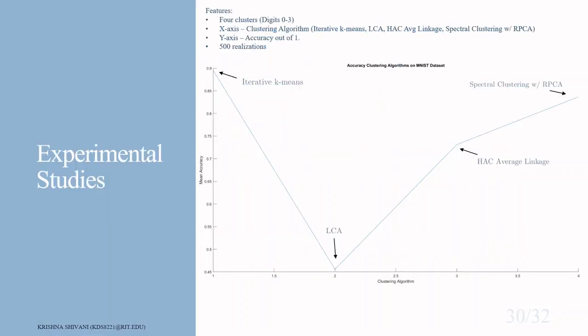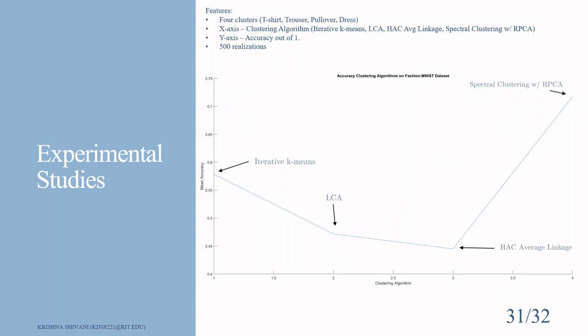And here are the results for 4 digits 0 to 3 in the MNIST dataset. We see iterative k-means and spectral clustering with RPCA performing extremely well with nearly 90% accuracy, with HAC not too far behind, and LCA yet again last. A reasonable explanation for this repetitive occurrence is that LCA is not very good with even mildly overlapping clusters.